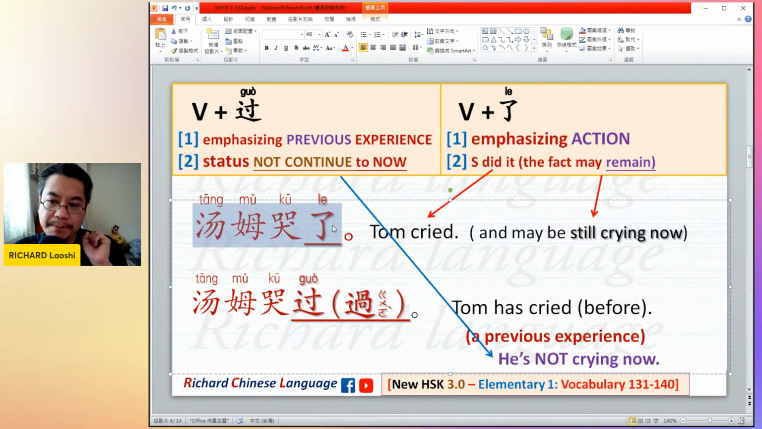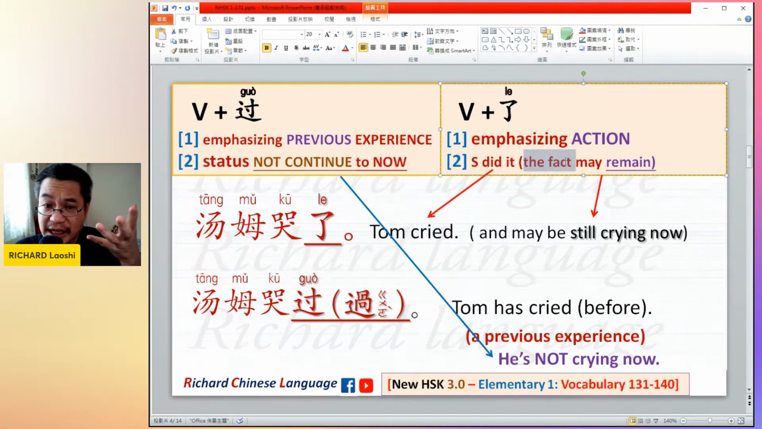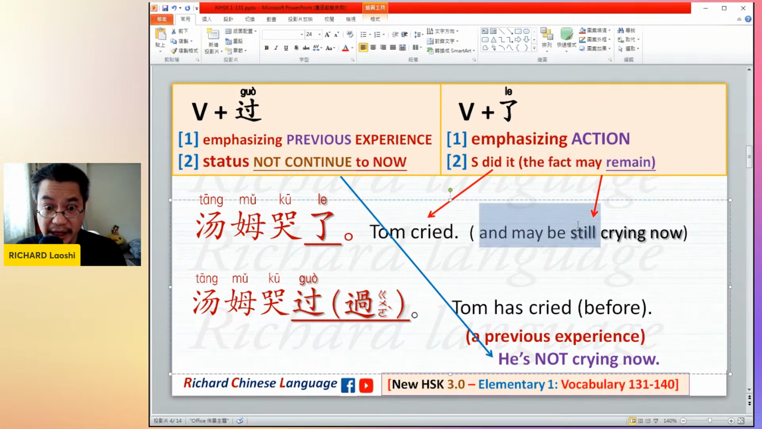汤姆哭了 means Tom cried. And probably the situation, the fact still remains. So Tom maybe is still crying. Maybe Tom is still crying now. So when you say 汤姆哭了, Tom started to cry. And he is crying now because the situation remains.